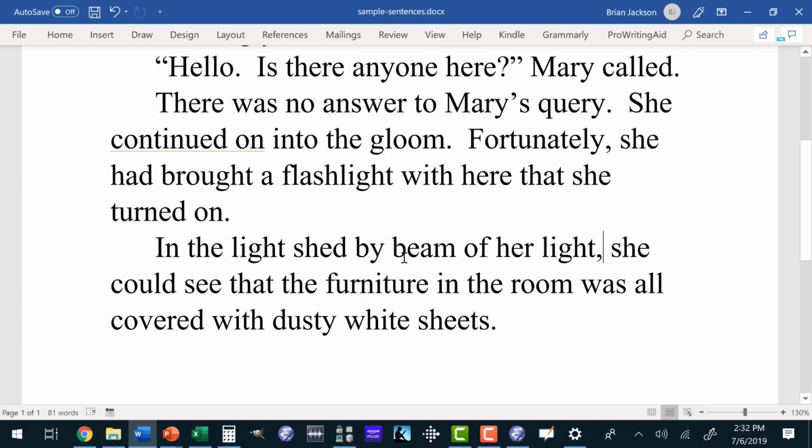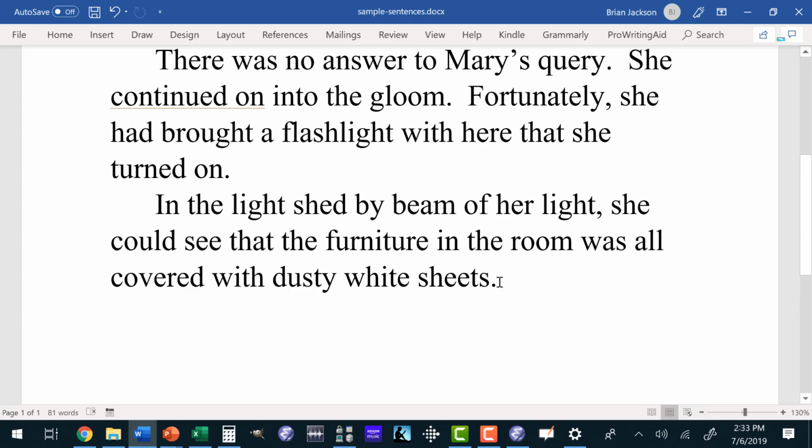The light shed by the beam of her light. Okay. She could see that the furniture is singular, or, well, yeah, it is actually singular. Furniture is actually singular. But the furniture in the room was covered with, okay, so this looks like a good sentence. And we continue writing on.